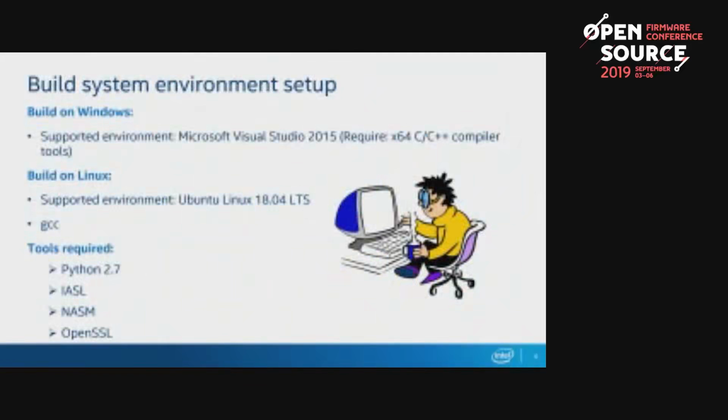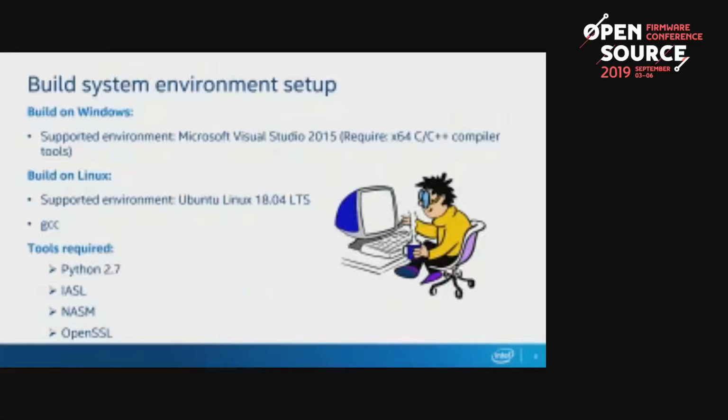Okay, so your system to build Slim Bootloader, we support building on both Windows and also Linux. Now at Intel, we have tried it with Windows, and the supported environment is you need to install Visual Studio 2015 or other versions which require the x86 C or the C++ compiler tools. All right. And if you are building on Linux, like a question this morning from a gentleman, we have tested and tried to build it on Ubuntu Linux 18.04 LTS, and also the compiler is GCC.